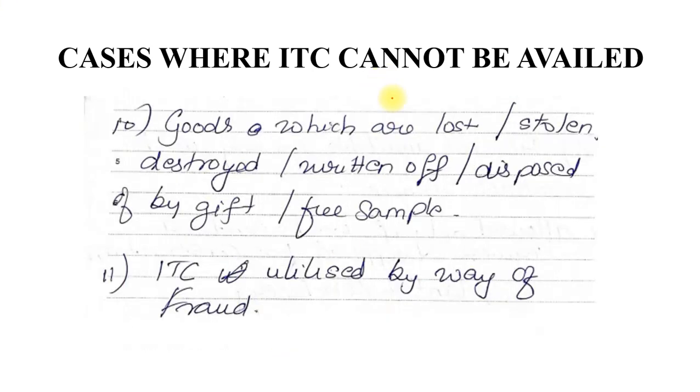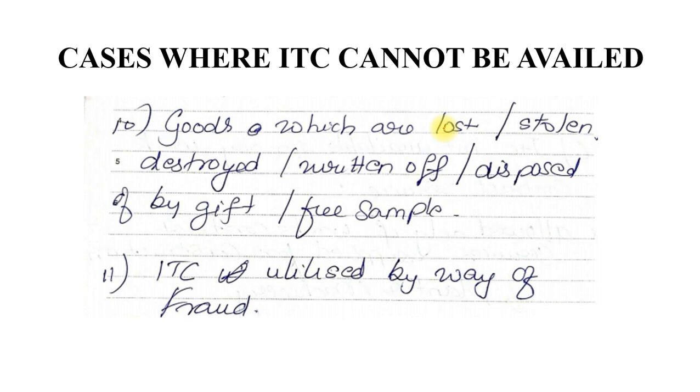And last, goods which are lost, stolen, destroyed, written off, disposed of by way of gift or free samples, on that ITC cannot be availed. And last, ITC utilized by way of fraud. If any fraud is done, and you're taking some ITC on the basis of fraud, again, it is not availed. So these are the 11 cases which you just have to remember. Basically, anything for personal use cannot be taken into consideration. For construction purposes, not allowed. For goods stolen, all these are not allowed. So you just have to remember these 11 odd rules.